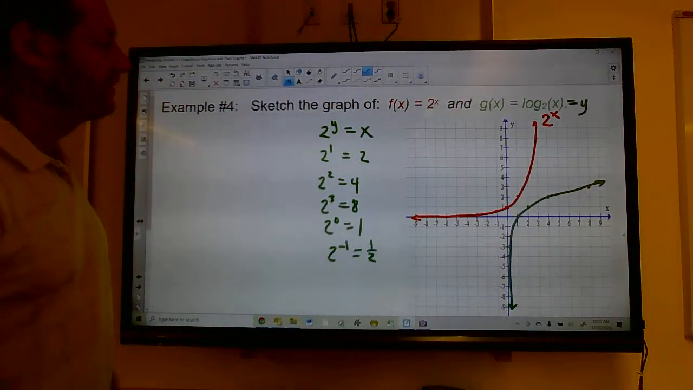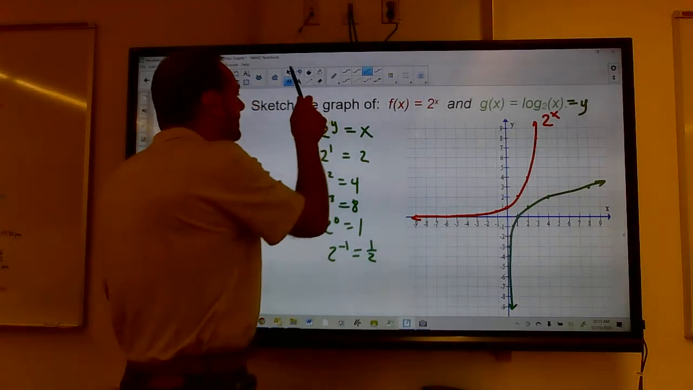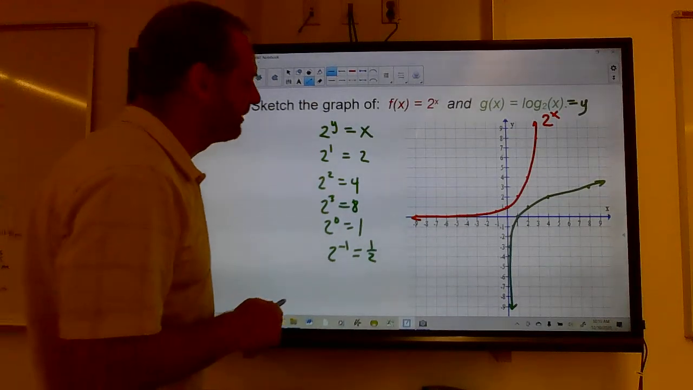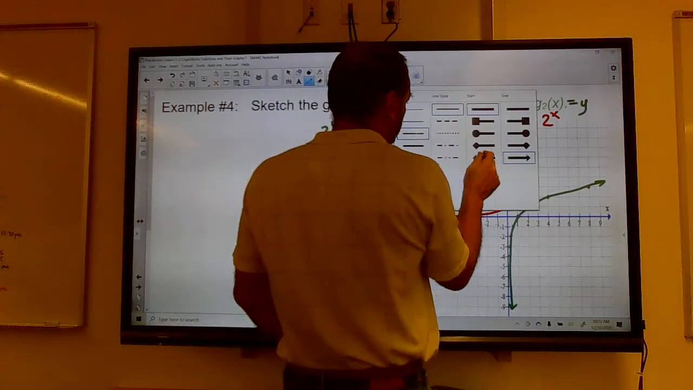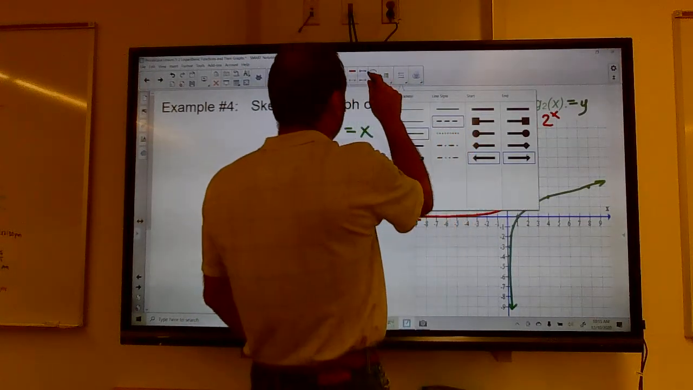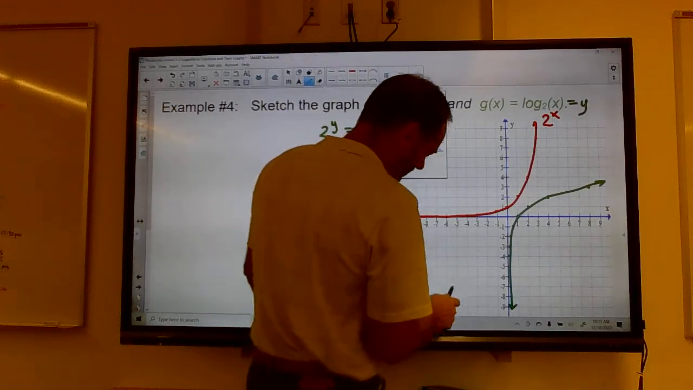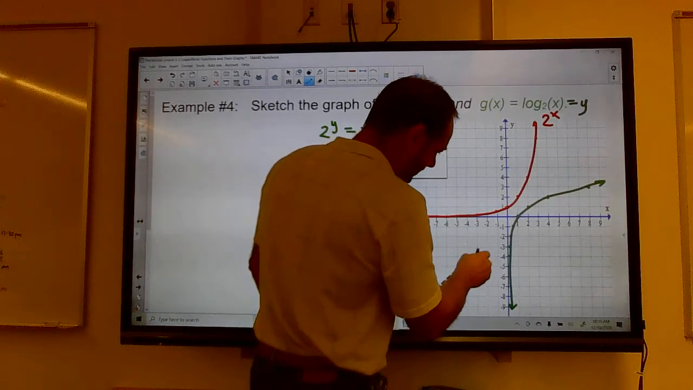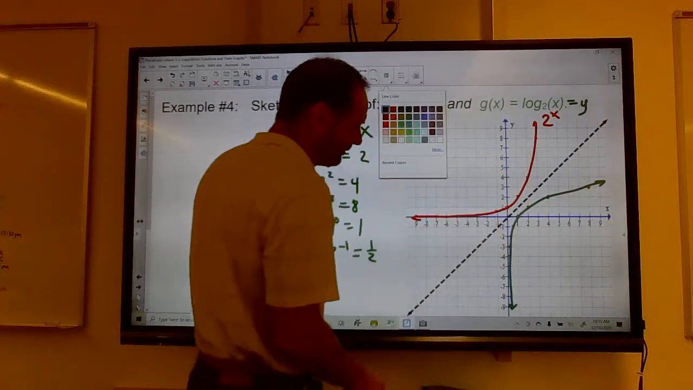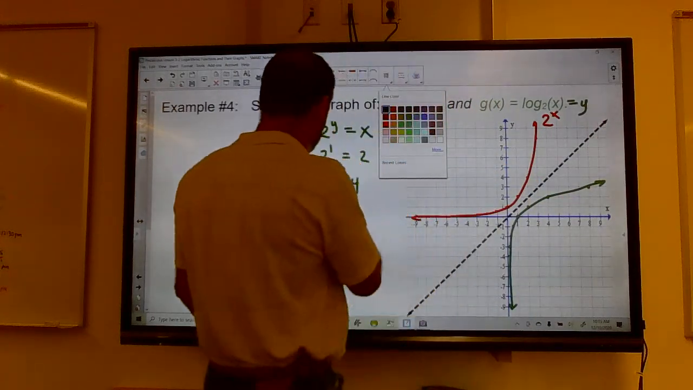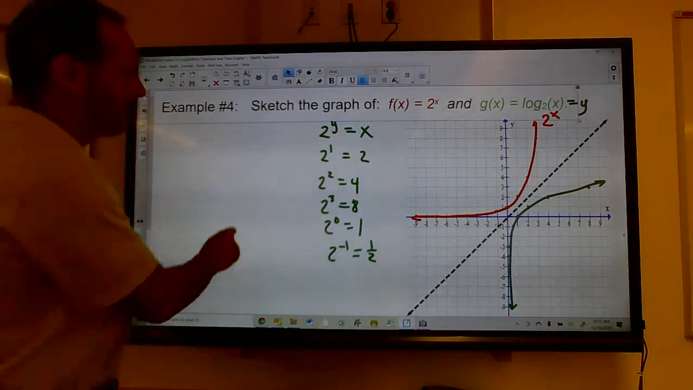Now, when I said that logs and exponents are inverses of each other, if you remember, if you graph inverses, they are a reflection of each other in the line y equals x. And so if I draw the line y equals x, there's the line y equals x right there. You can see they're a mirror image of each other in that graph.